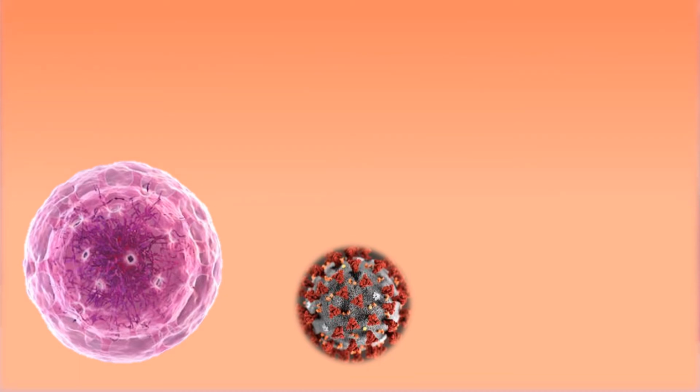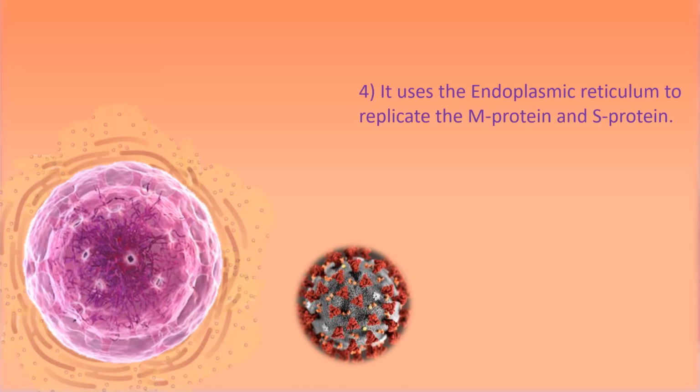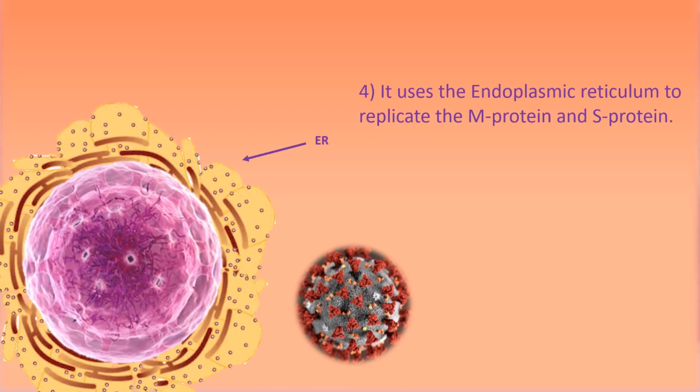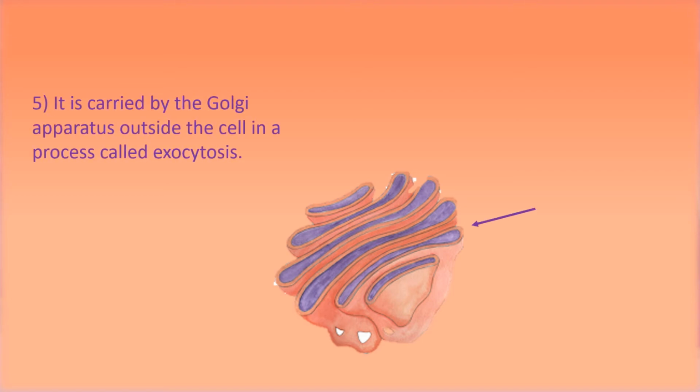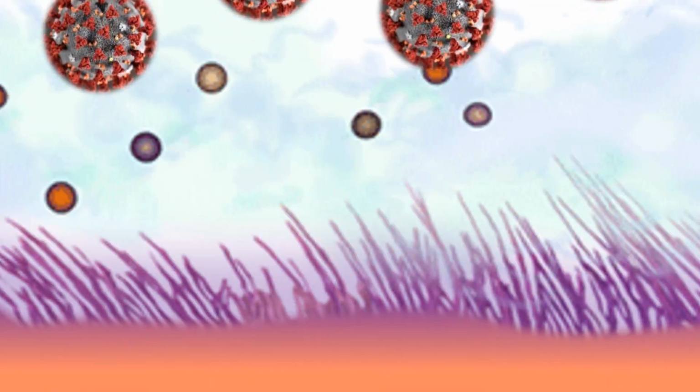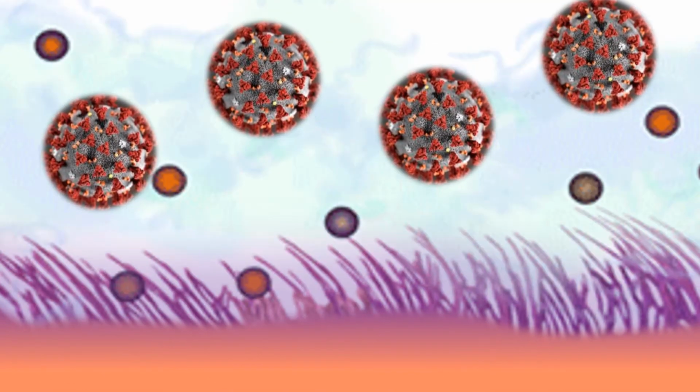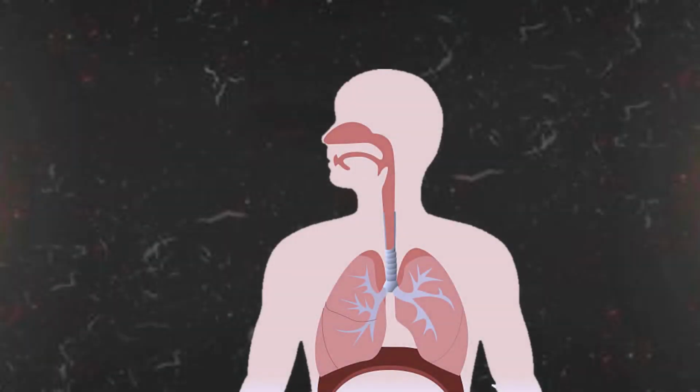The RNA and N protein aren't the only things it needs to replicate in order to make more copies of itself. It's also got the M and S proteins and uses the endoplasmic reticulum, or ER, to replicate them. It's finally carried by the Golgi apparatus outside the cell in a process called exocytosis. Exocytosis is basically the opposite of endocytosis. And as you exhale, the virus is released from your body and could infect other people.